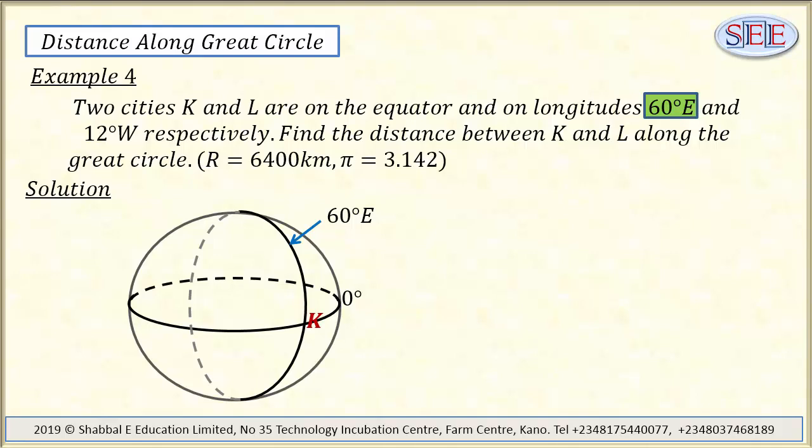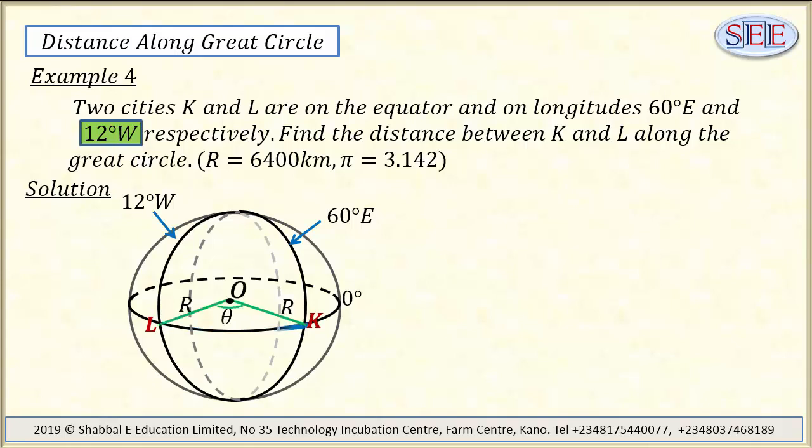So next is to locate the position of L. L is on longitude 12 degrees west. So I'll try to draw longitude 12 degrees west. Look at it, look at 12 degrees west. That will be my longitude 12 degrees west. And where the equator crosses that longitude will now be the position of L. So I continue. I have marked the position of K and L. So next is to attempt to find the distance between K and L along the great circle. Our great circle in this case is the equator.